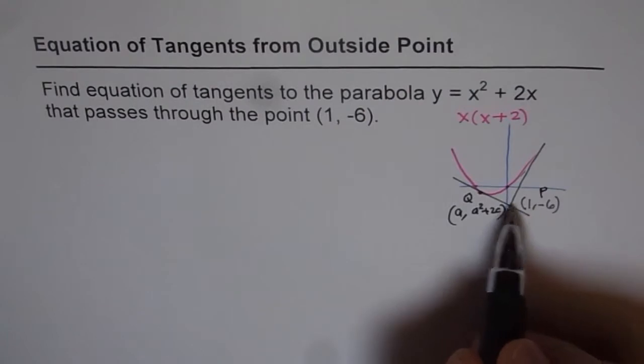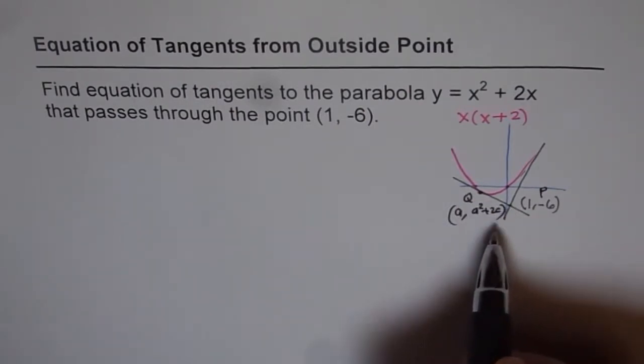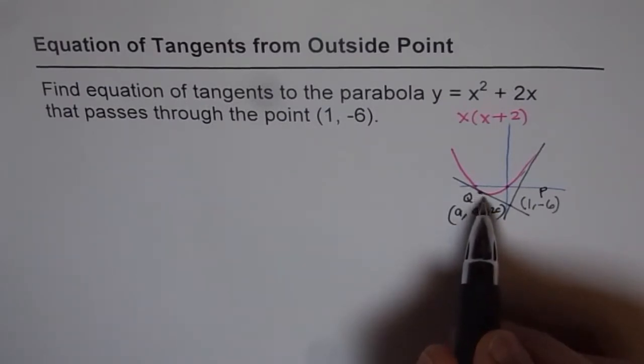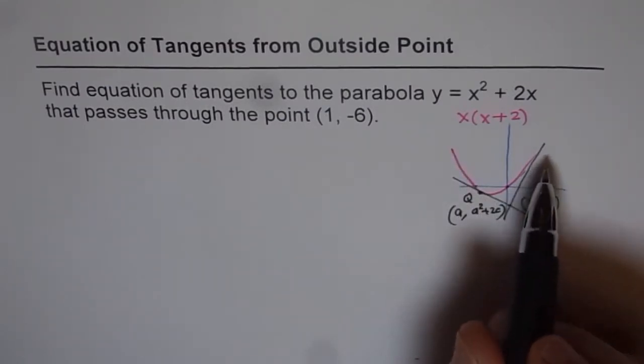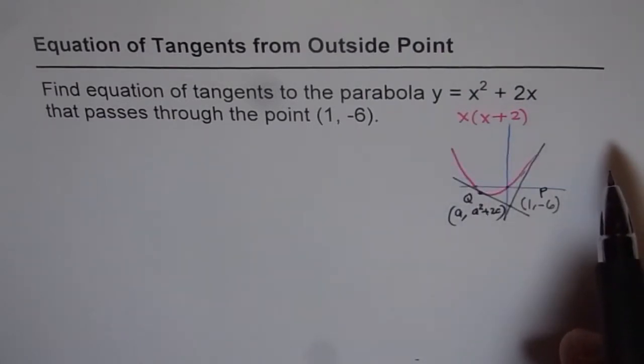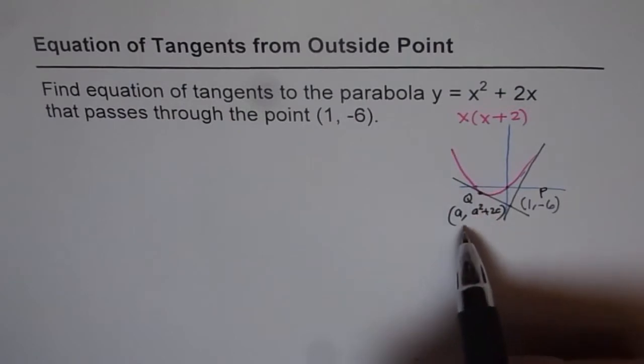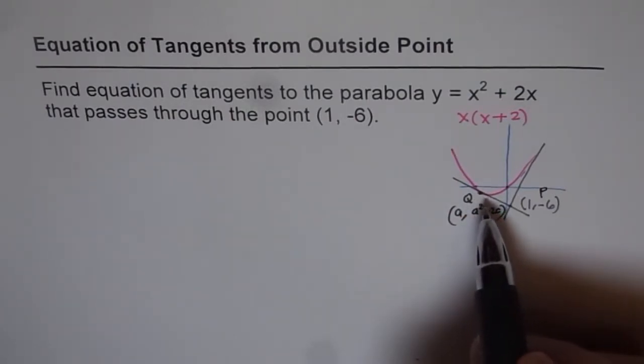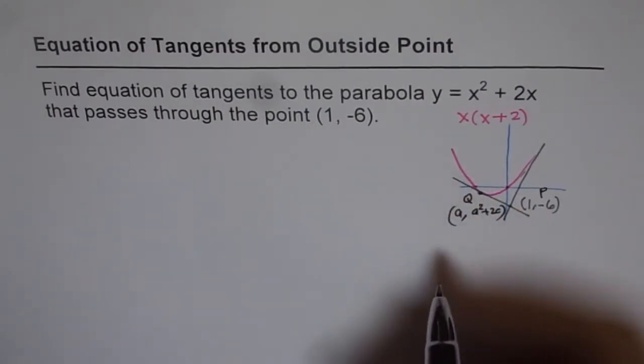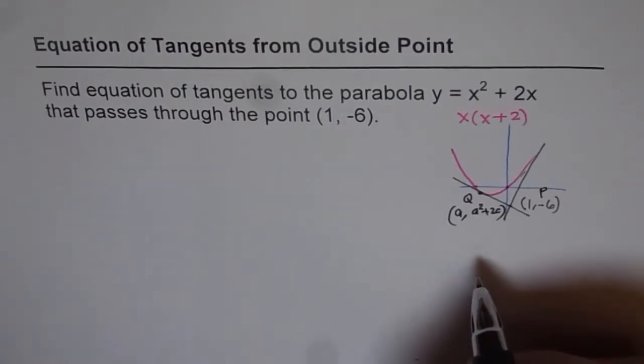So what is the slope between these two points? y2 minus y1 divided by x2 minus x1. That is one way of calculating the slope. The other one is that on any function we can find the first derivative, and in that derivative, if we put x equals a, we get the slope of the tangent at that point. Now we can equate these two and then solve for a to get the value of a. So that is the strategy which we are going to follow here.